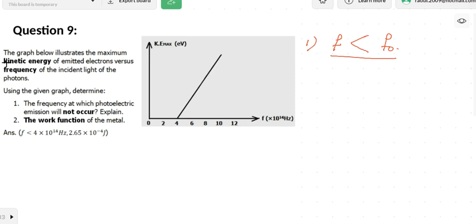The graph shows me that the x-intercept, which represents the threshold frequency, is 4 times 10. Don't forget here to see the scale used, times 10 to the power 14. So if the frequency is less than 4 times 10 to the power 14 hertz, there is no photoelectric emission.